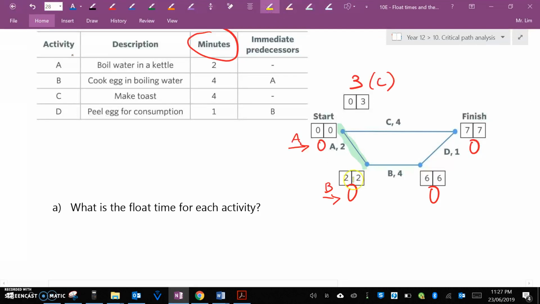So we're going to do the same thing again. Earliest start time plus the duration. Does that equal the latest start time of the next activity? Yes, it does. So that is part of the critical path. And let's do that again. Earliest start time plus duration. Does that equal the latest start time of the next activity? Yes, it does. So that's our critical path. From start to finish, it is A, B, D.